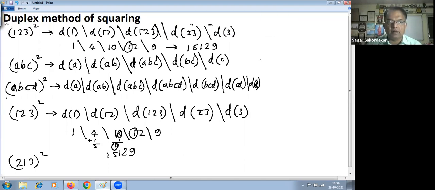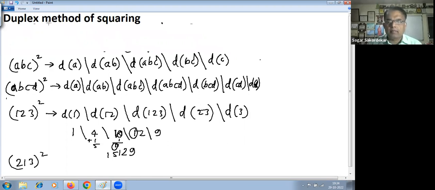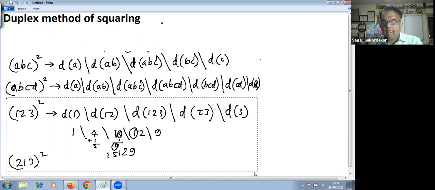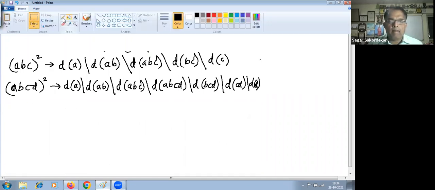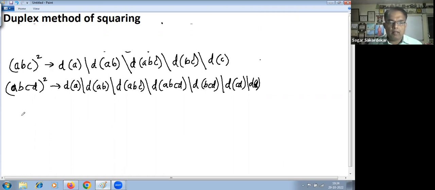China, there is a slight mistake. Check the middle digit. Part is correct. Now 213 square.